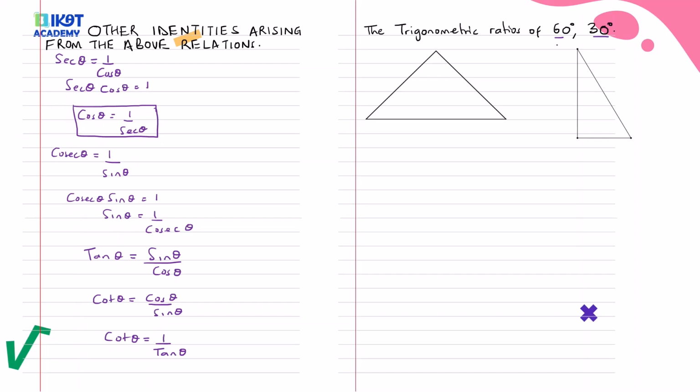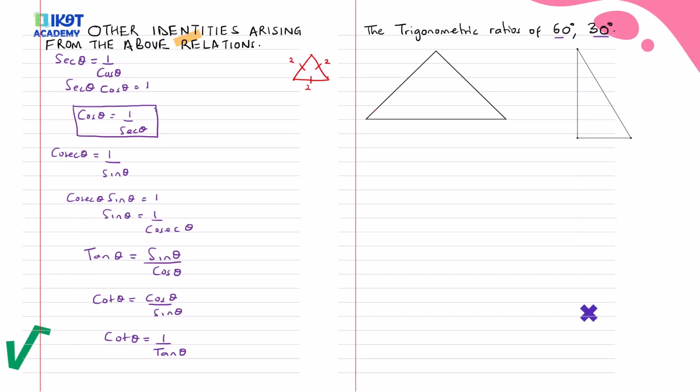Now we're going to start with 60 and then 30. You should note that we are given an equilateral triangle. An equilateral triangle is a triangle where all sides are equal. Let me draw a small one here. All sides are equal. So for this one, we can assume the sides to be 2, 2, and 2.